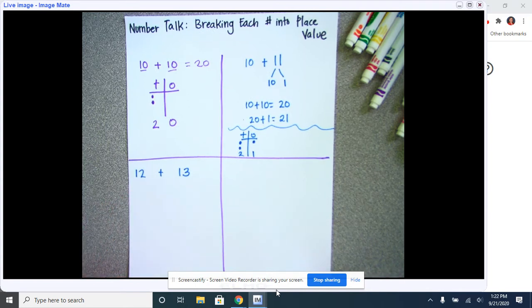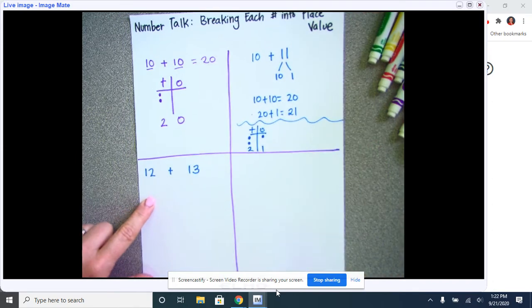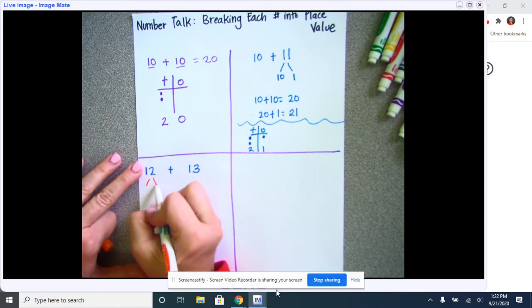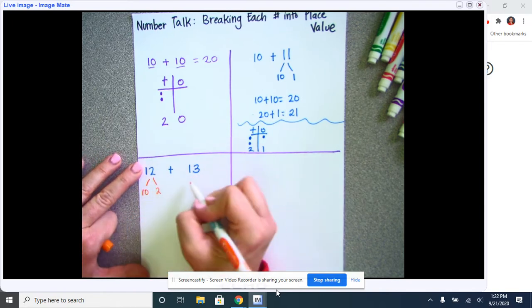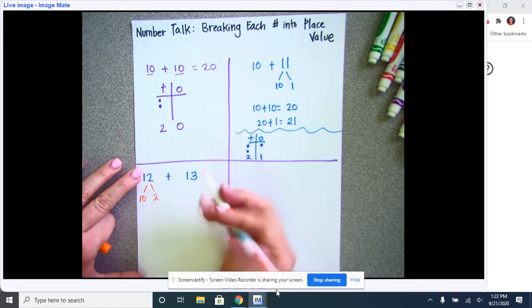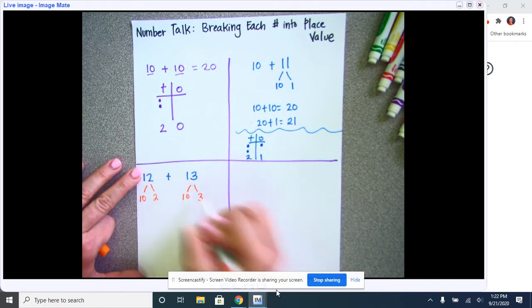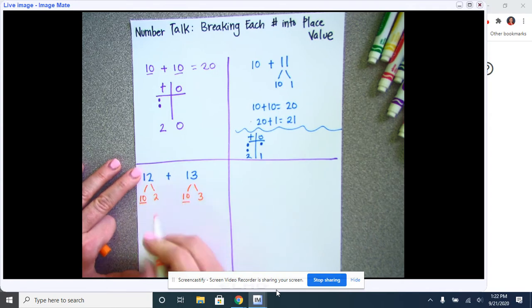You can pause the video and try to do this in your head and then press play and I'll talk about how I would have done this one. If I was doing this one, what I would do in my mind is I would break 12 into 10 and 2, which is breaking it into place value. And I would break 13 into 10 and 3. I would add my tens together. I would add my ones together. And then I would add my 2 sums together. 20 plus 5 is 25.